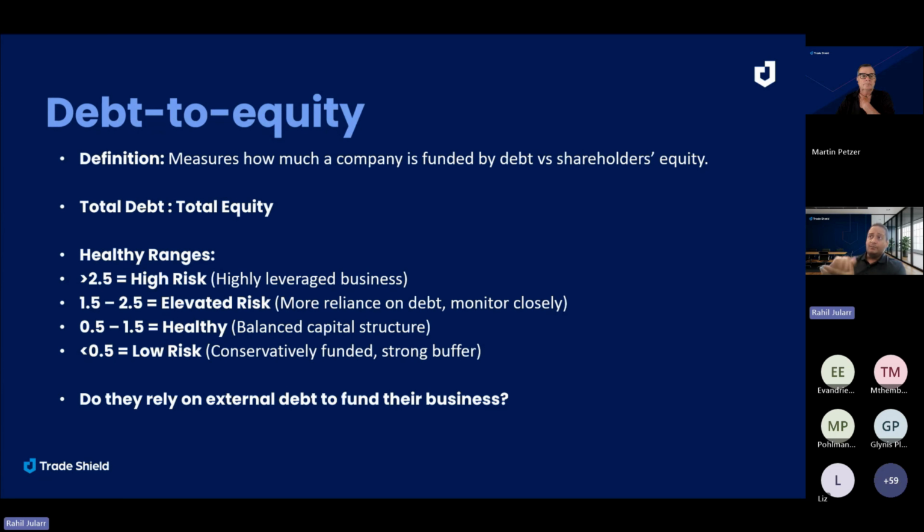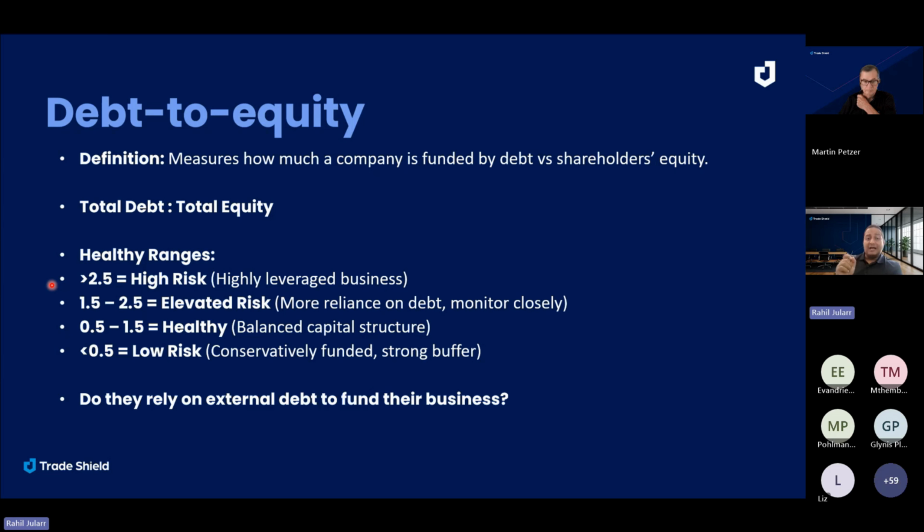So the first one, very important, you'll hear the term quite often, the gearing of a business, or the leveraging of a business. And it's basically how much of a company is funded by external debt versus shareholders' equity or generated profits. And the simple formula for this is your total debt, i.e. your total liabilities divided by your total equity, and that will give you a ratio. Now, any company that's at greater than 2.5 is a highly leveraged or a highly geared business.